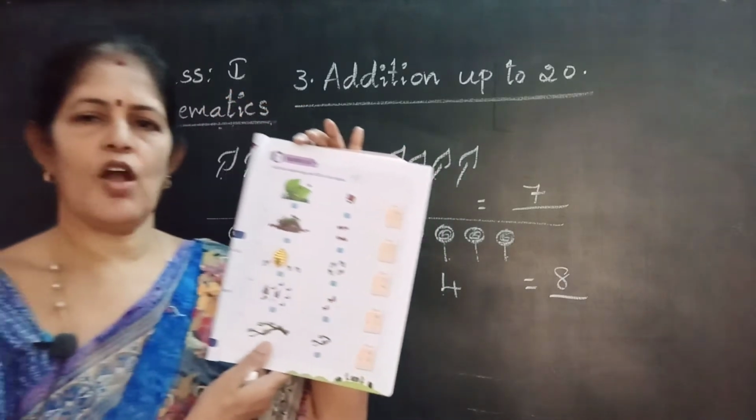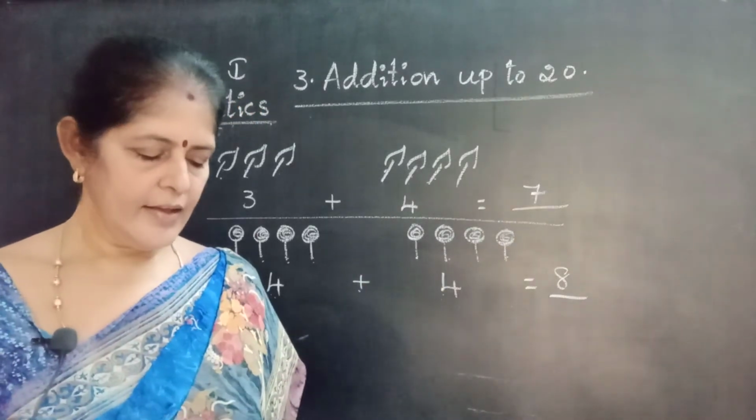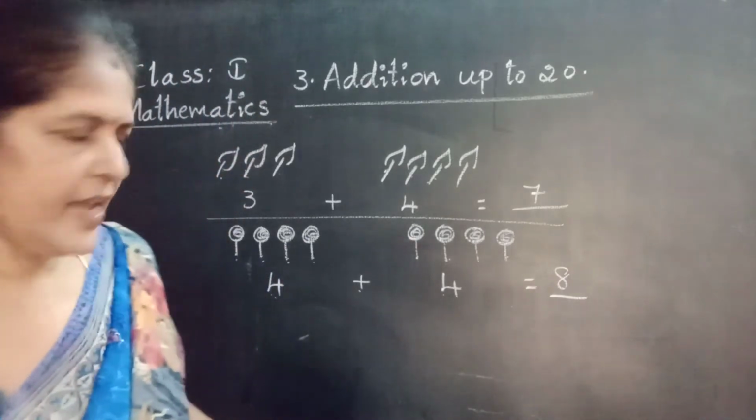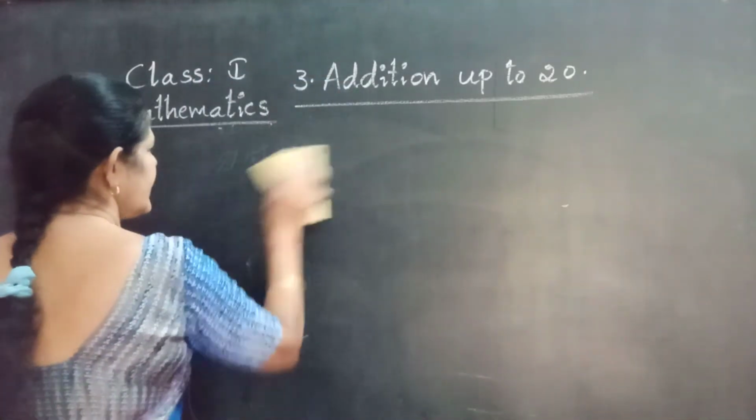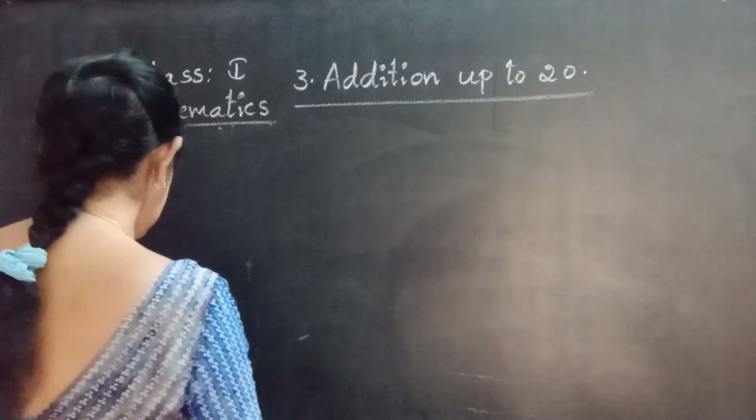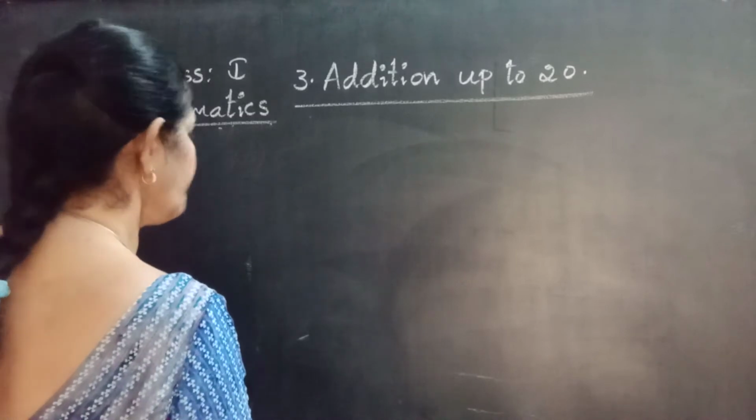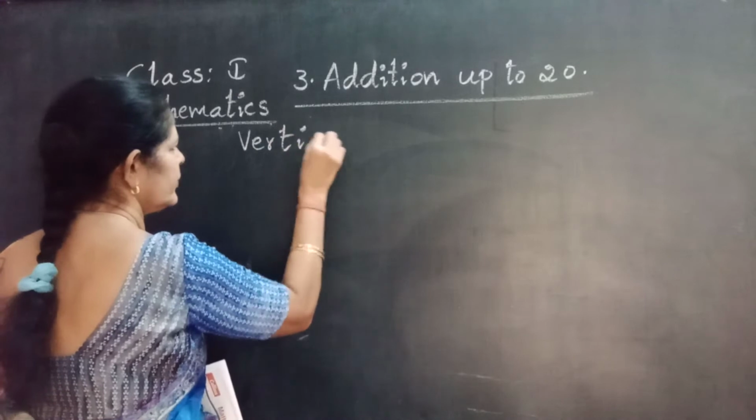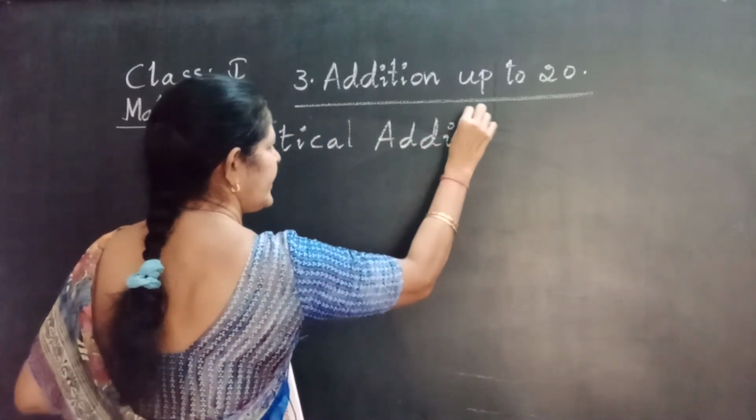This exercise we have all completed in our textbook. Yes or no? Are you completed? Very good. Next, addition using number line. Before going to that, we are going to practice vertical addition of two one-digit numbers.